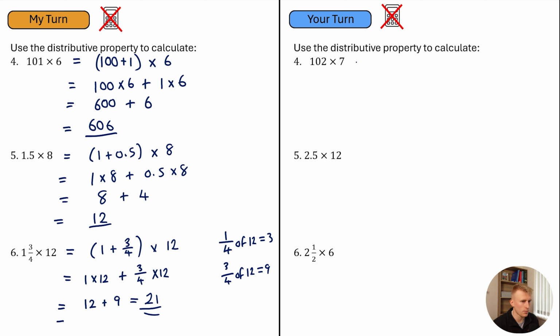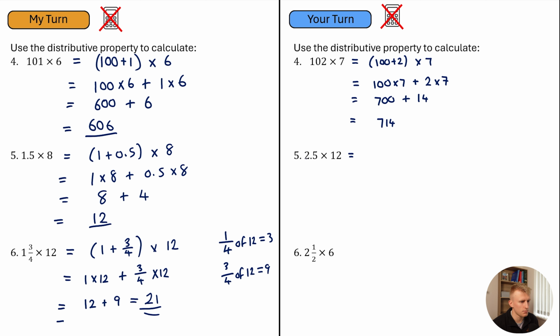Use the distributive property to calculate 102 multiplied by 7. So I'm going to change 102 into 100 add 2 multiplied by 7. And I'm going to do 100 lots of 7. So 100 multiplied by 7. And I'm going to add on 2 multiplied by 7. 100 multiplied by 7 is 700. Add 2 multiplied by 7, which is 14. Add those together to give me 714.